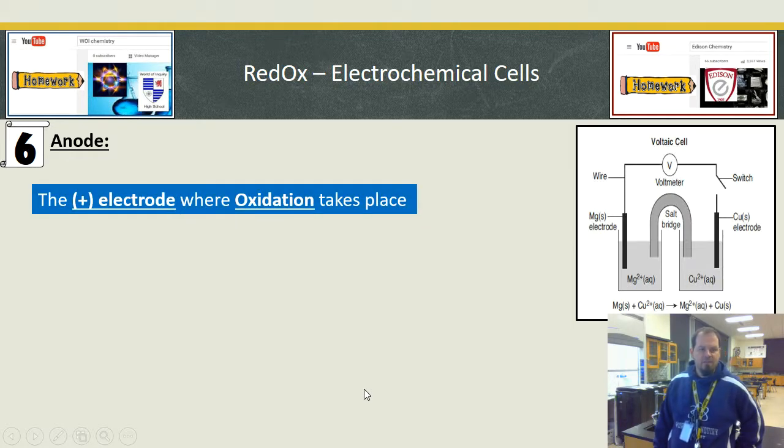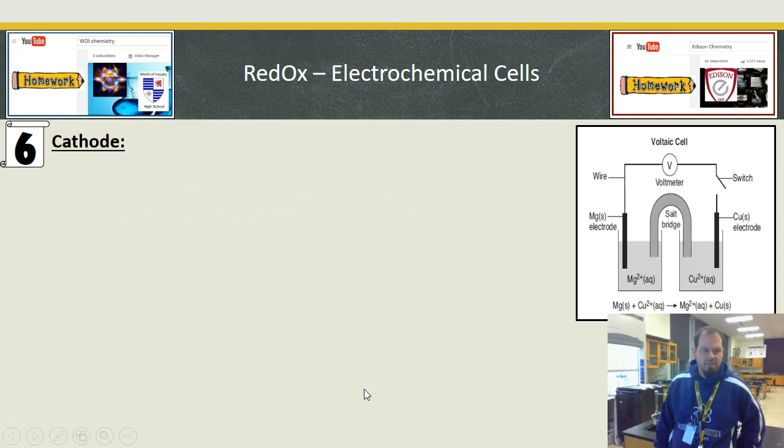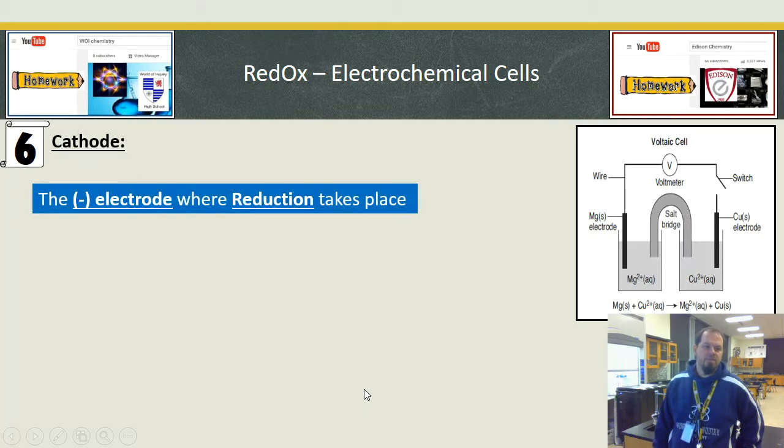Anode is the positive electrode, and this is where oxidation takes place. Angry ox, A-N-O-X, angry ox. Anode is where oxidation takes place. The cathode is the negative electrode where reduction takes place. You might want to take note of that positive and negative. That's going to help us understand some things that are going on.